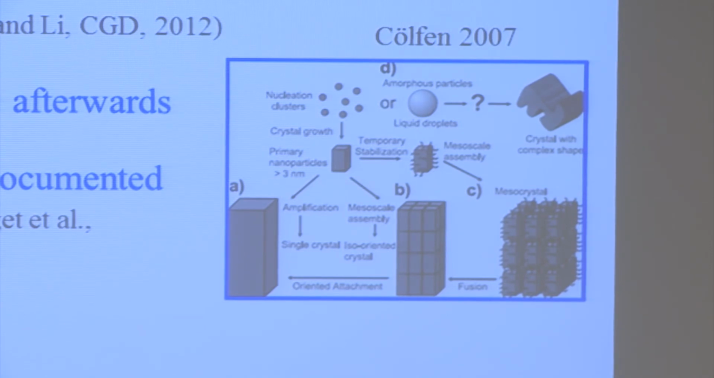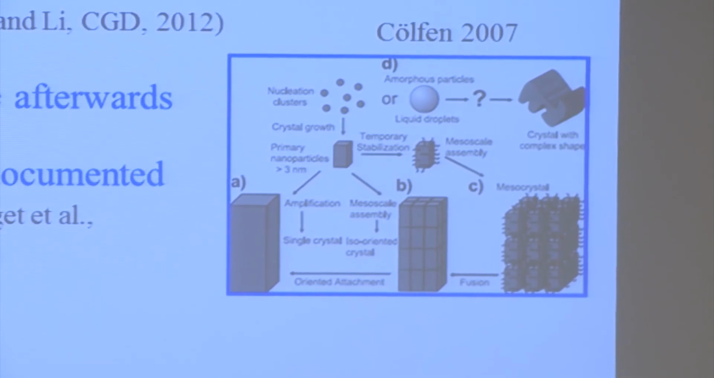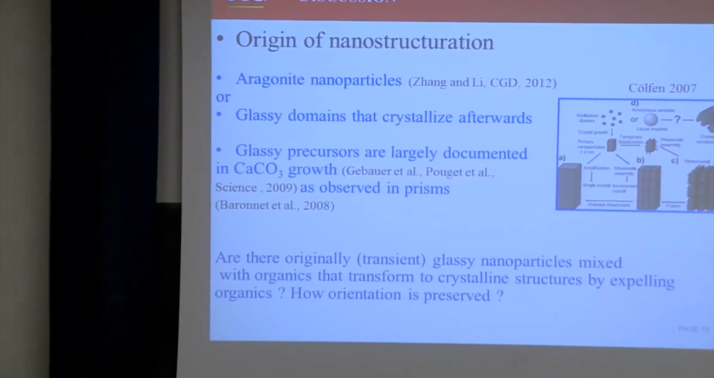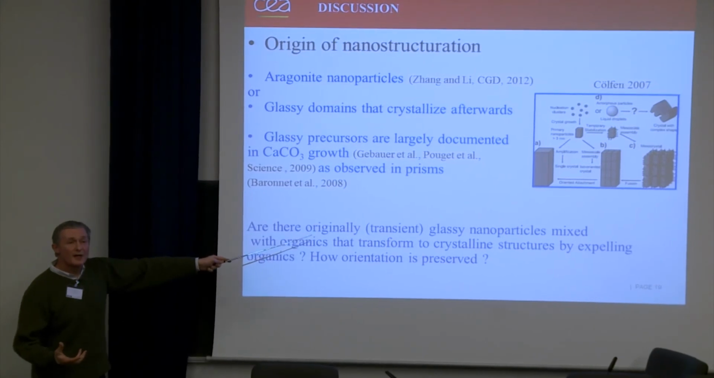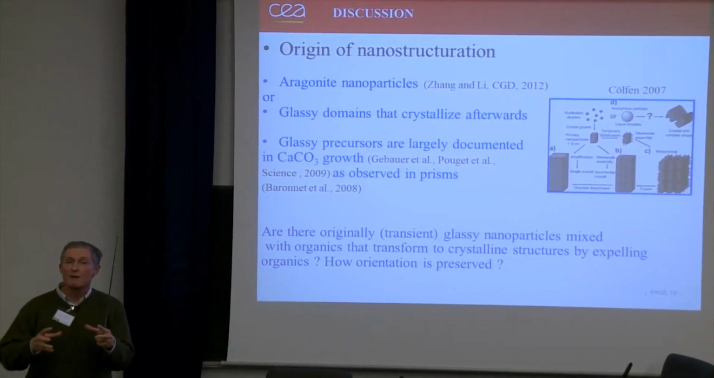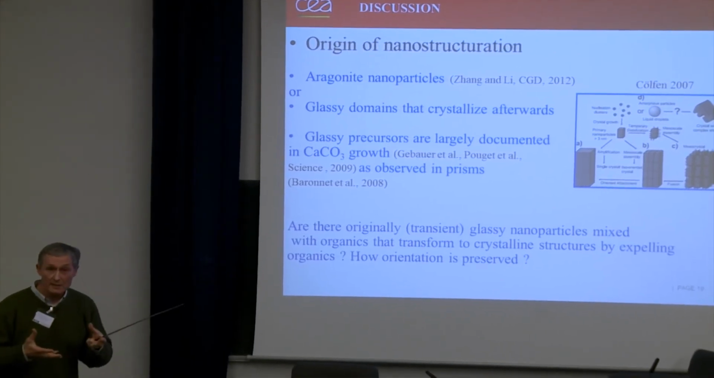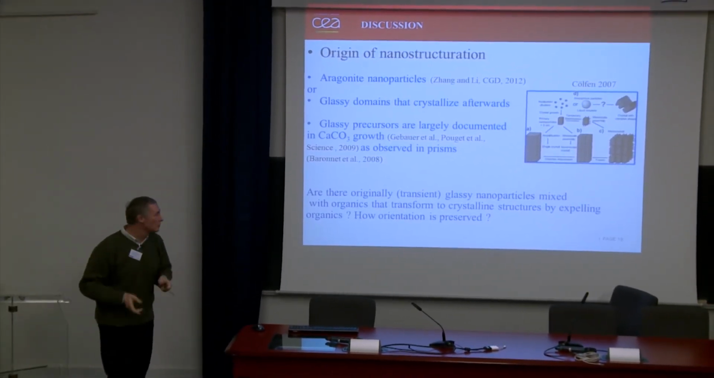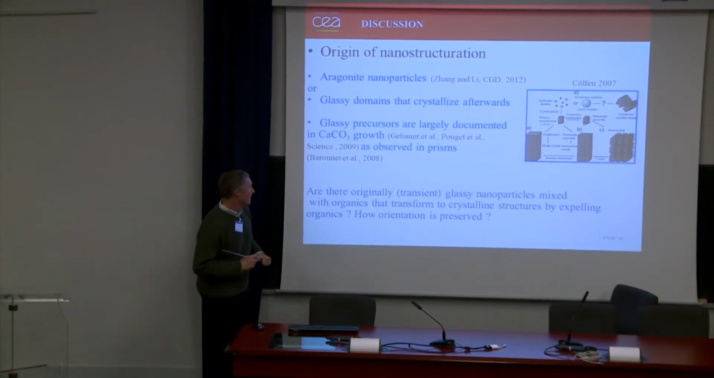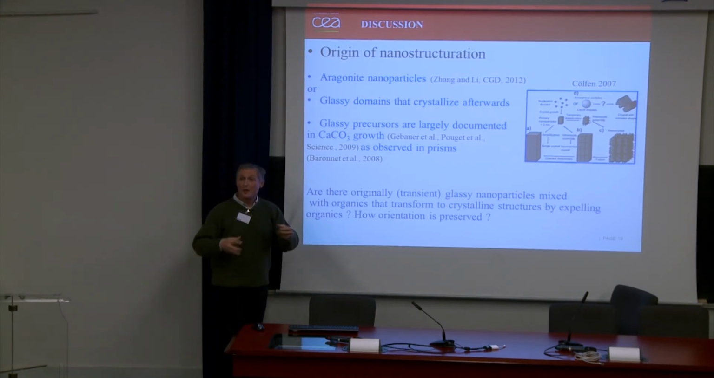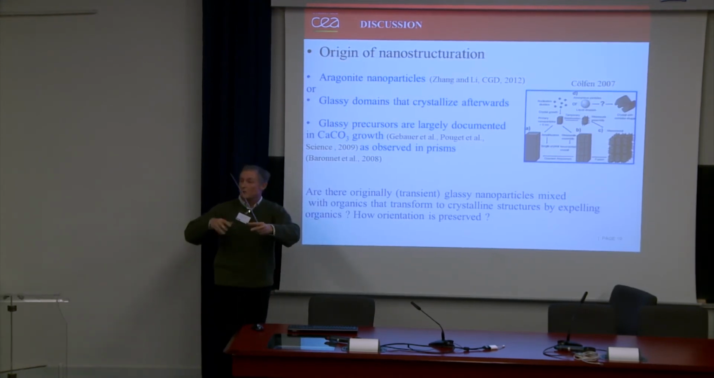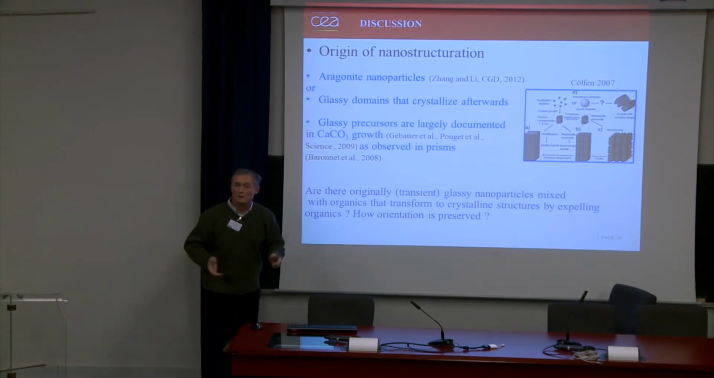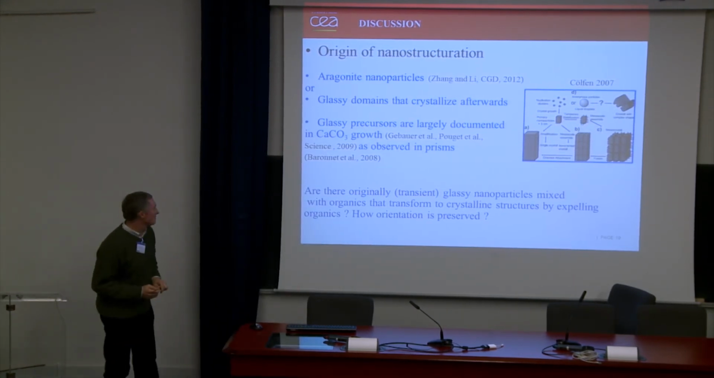So the question is, of course, as glassy precursors are largely documented in calcium carbonate growth, and they were also observed in some calcitic prisms, we may wonder if these nanoparticles are not originally glassy nanoparticles, so particles which are a mix of calcium carbonate and organics, which crystallize afterwards, and by crystallization they have to expel organics, which now go around the crystalline core. And the question, of course, is how the orientation is preserved. In this process, if you think of these glassy domains expelling organics, they have to keep the organization in order to diffract like a monocrystal. And for this, we lack a precise mechanism, of course.